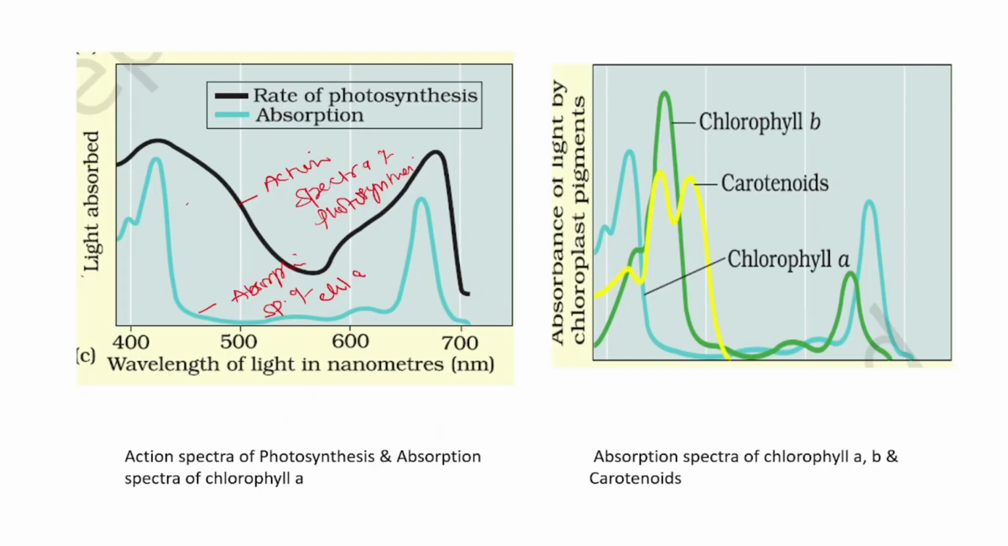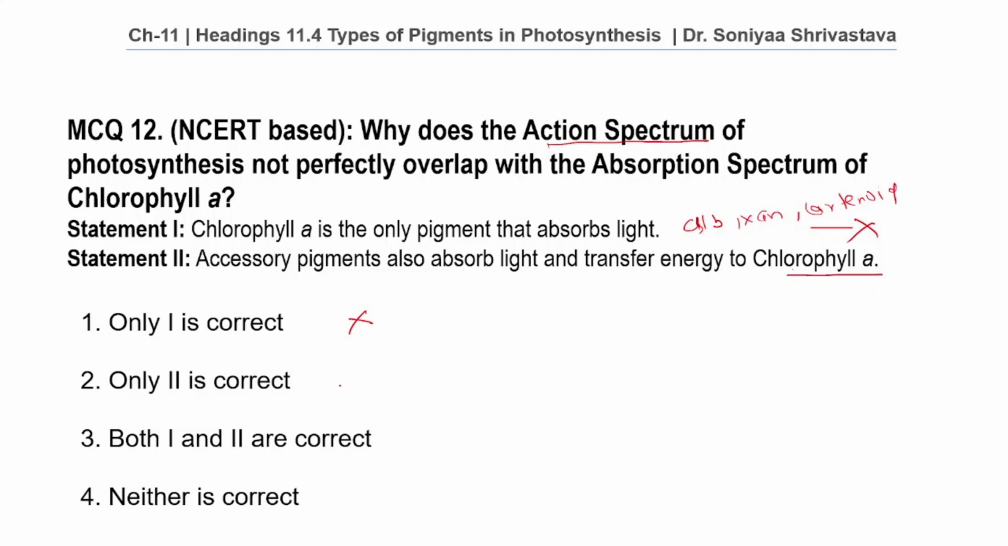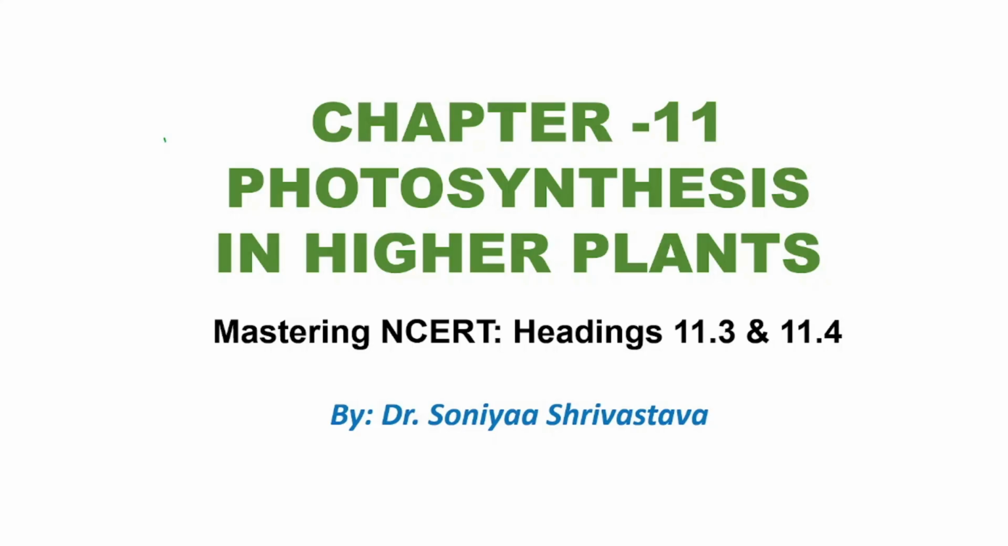Let us again see our graph. Action spectra of photosynthesis do not overlap with the absorption spectra of chlorophyll A because other pigments are also present in between these. Only 2 is correct? Yes, this is our answer, because statement 2 is the only correct statement in this case. So students, we have completed the headings 11.3 and 11.4 from chapter 11, Photosynthesis, by covering the entire concept.